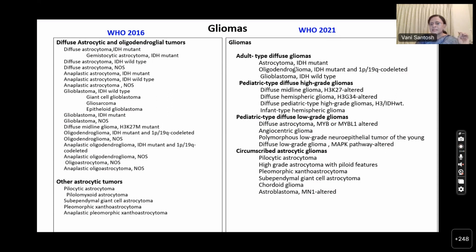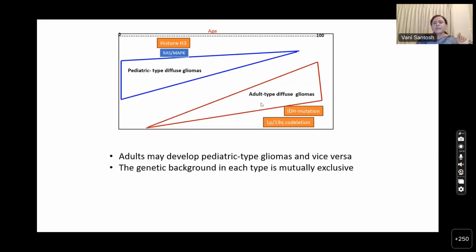So one of the major changes in this glioma classification in WHO CNS5 is the division of these diffuse gliomas into adult type and pediatric type. It was not there in the previous classification. Only now we have adult type and pediatric type, because we know that they're molecularly distinctly different neoplasms. And the division of pediatric diffuse gliomas into pediatric type high-grade gliomas and pediatric type low-grade gliomas. However, you should remember that the pediatric type diffuse gliomas can also occur in the adults, and the adult type diffuse gliomas can occur in the pediatric age group, although their genetic background is mutually exclusive.